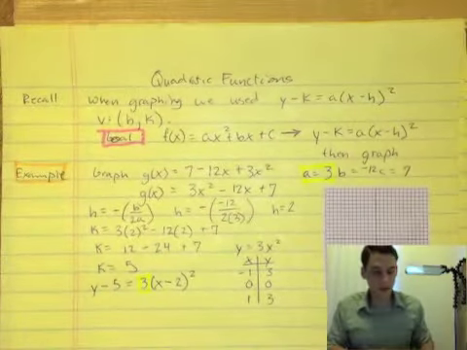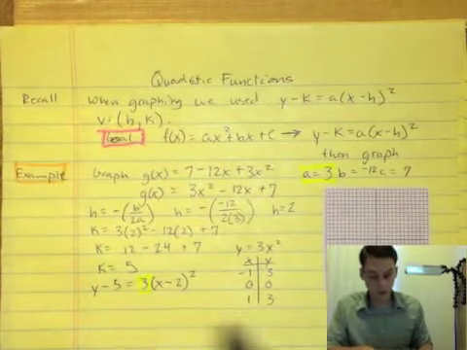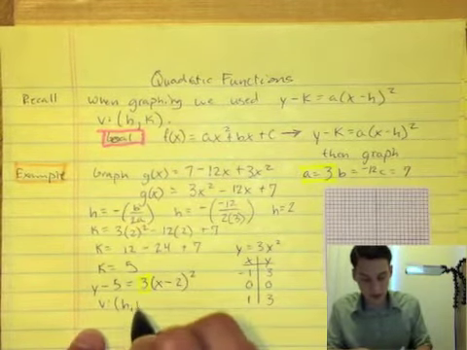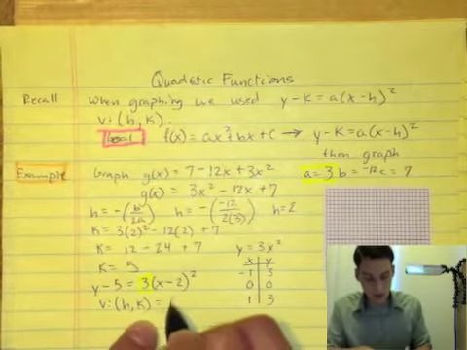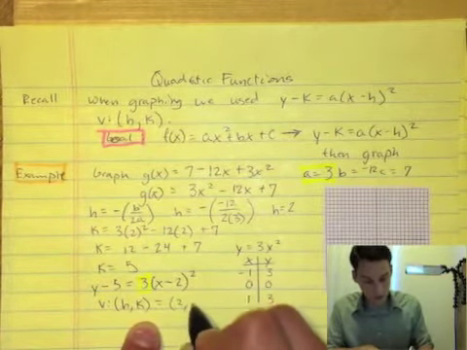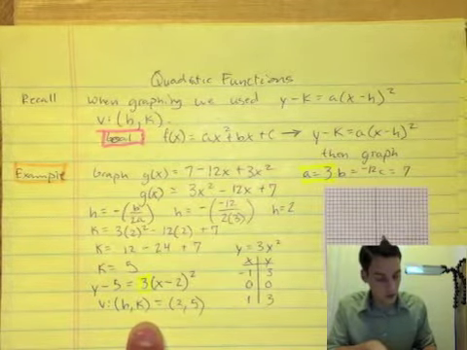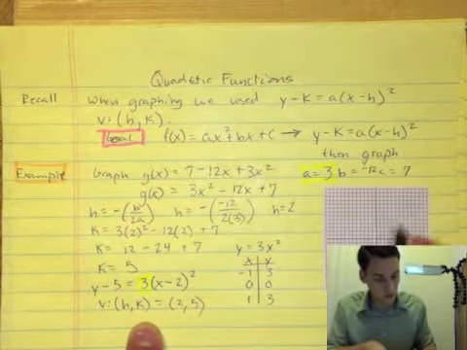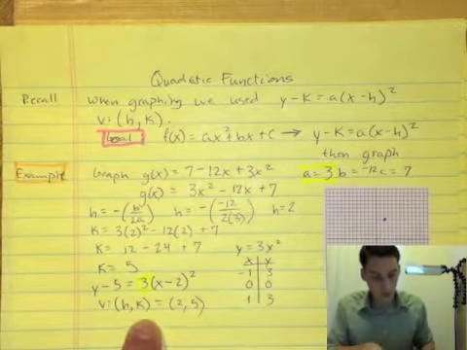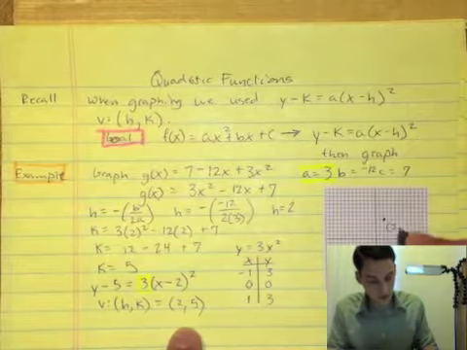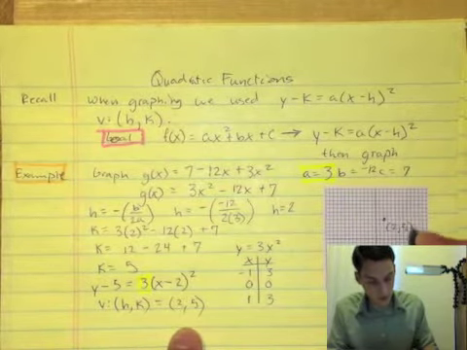So the way I can graph this is by first plotting the vertex, and the vertex is h comma k. So that is 2 comma 5. So I first plot 2 comma 5. 1, 2, 1, 2, 3, 4, 5. A is positive, so it opens upwards. So I'm going to label downwards 2 comma 5.